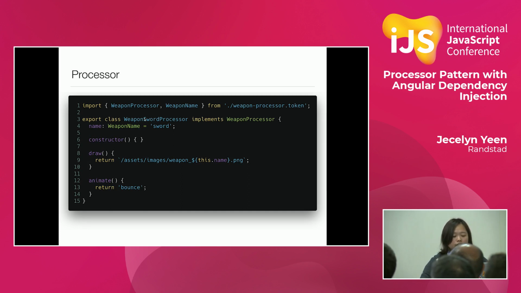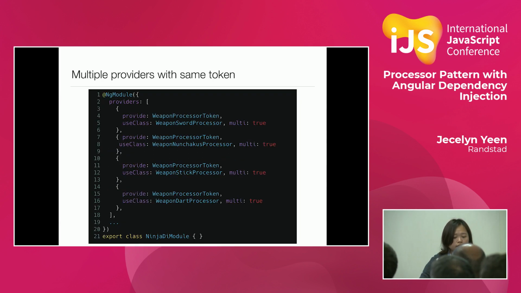After we have this token, we need to implement the weapon processor. For the sword, this is one of the sample implementations. I have a class that implements the weapon processor, and I assign the name as sword. I have some logic for drawing and some logic for animate. I implement the same thing for the other 3 weapons. After that, this is how we hook it up.